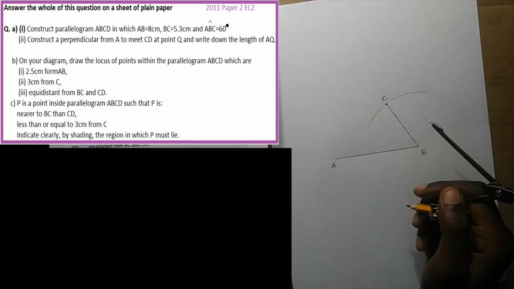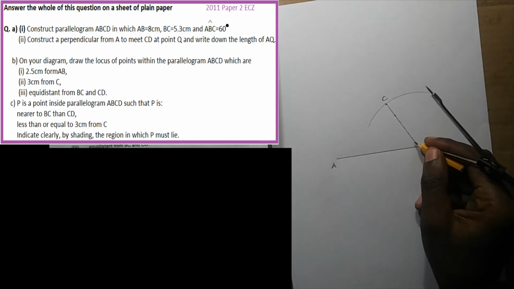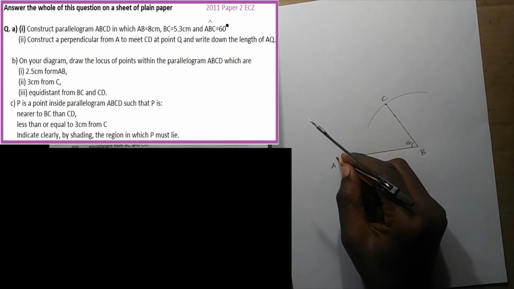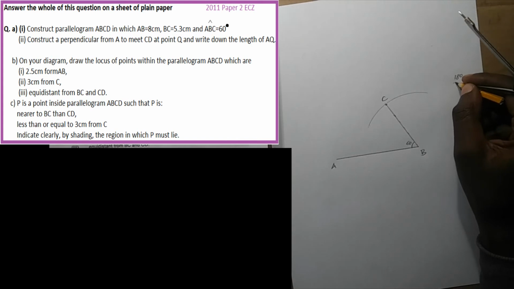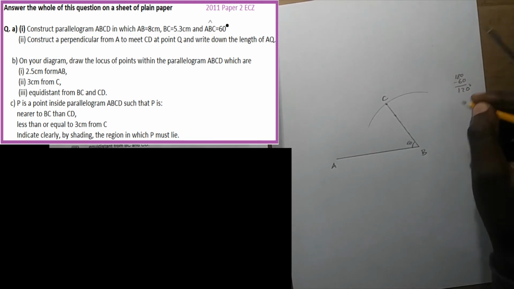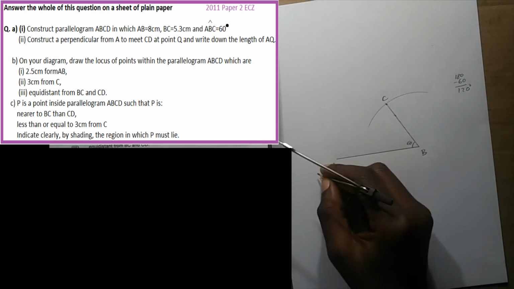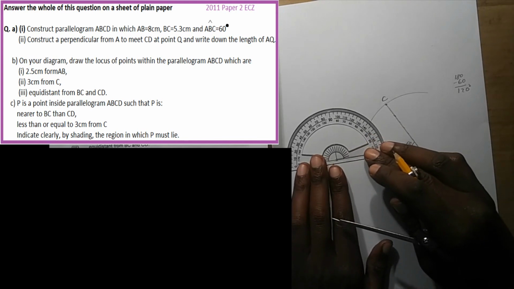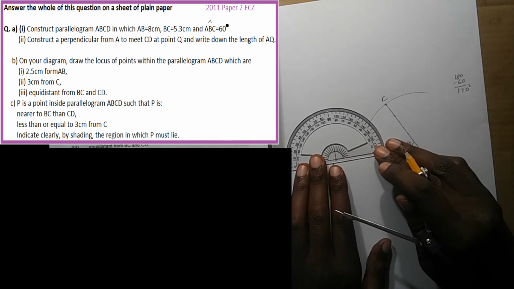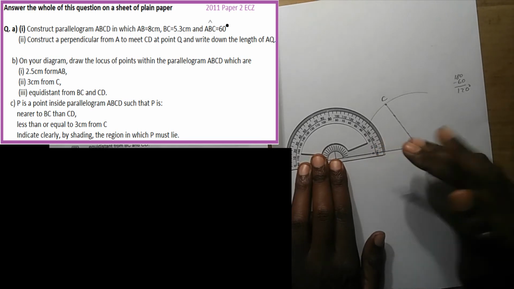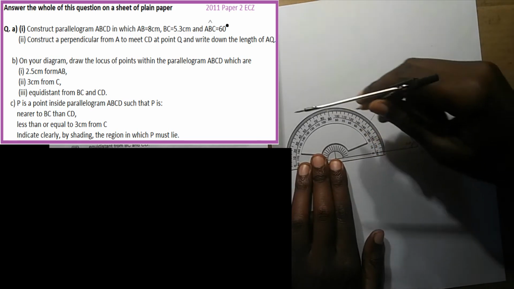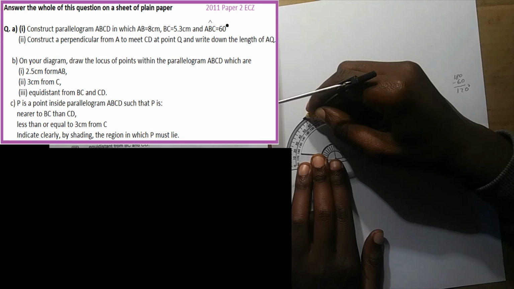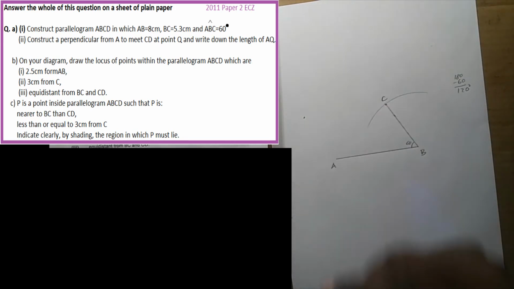And not only that, this angle that we have here is 60 degrees. The angle that we are going to measure at A is going to be 180 minus 60, which is 120, because adjacent angles add up to 180 degrees in a parallelogram. So we are going to get our protractor here and measure the angle here, 120. So from here we come up here, 120 is here. Okay, so this is where our 120 is going to be.